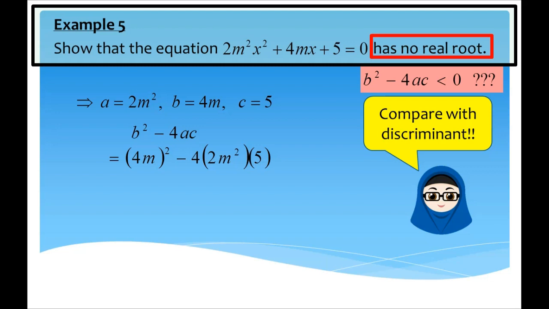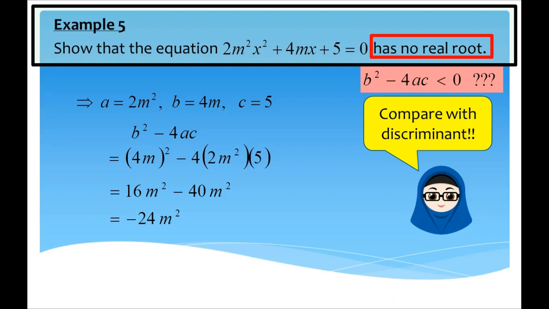Since we have 4m squared, after you expand, remember in chapter 1, indices, okay? Expand this carefully. So 4m squared, we will have 16m squared minus 4 times 2m squared times 5, we will get 40m squared. So 16m squared minus 40m squared, we will get negative 24m squared.